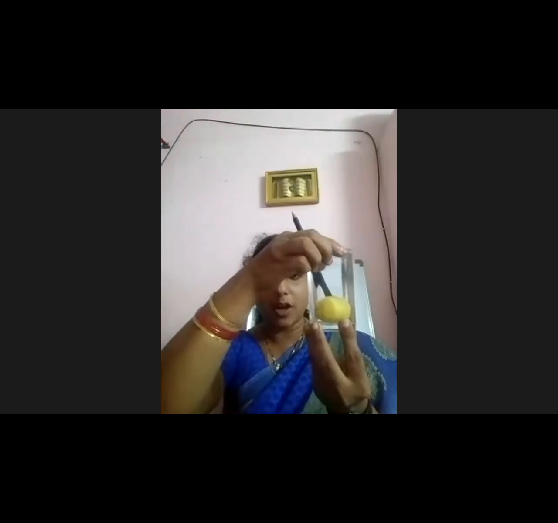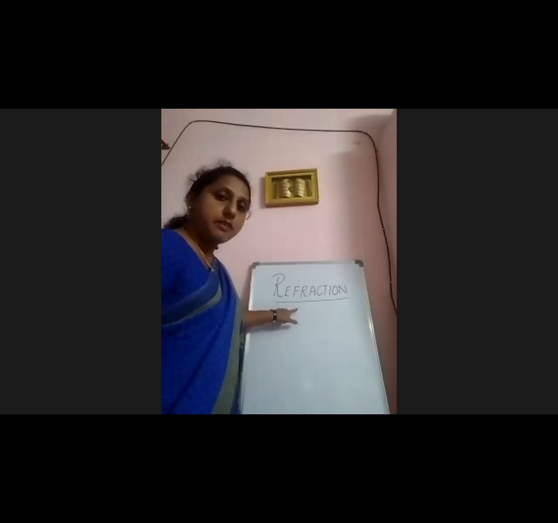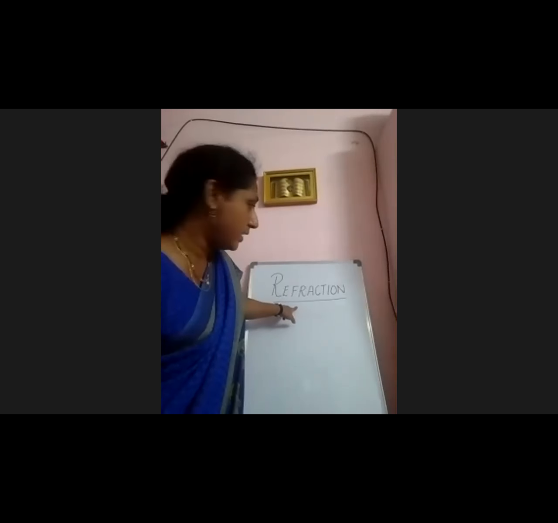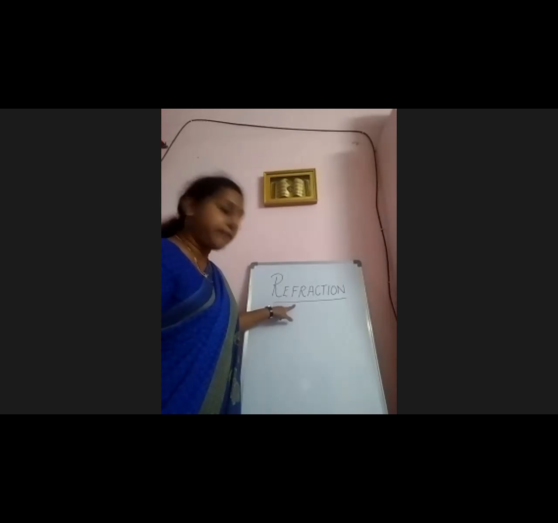Why is this pencil bending? Now you can see the bending exactly. And why has this lemon bulged? All this phenomenon is because of refraction, children. I hope you can see the board clearly. So this is because of refraction.